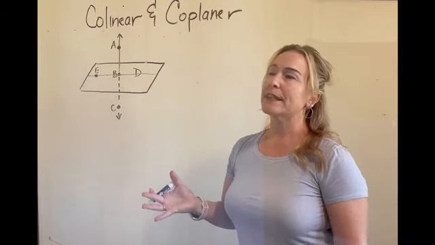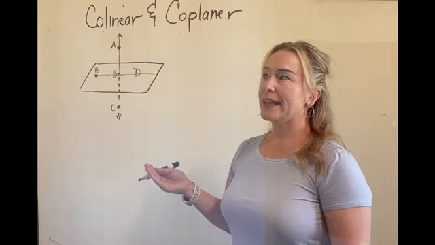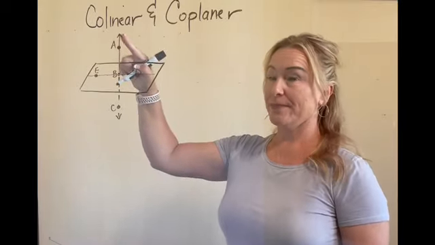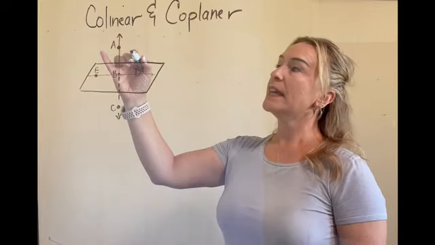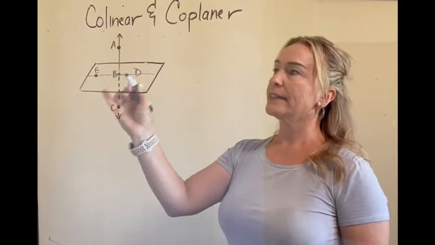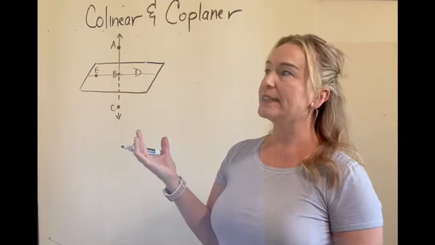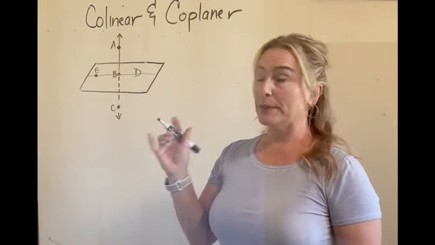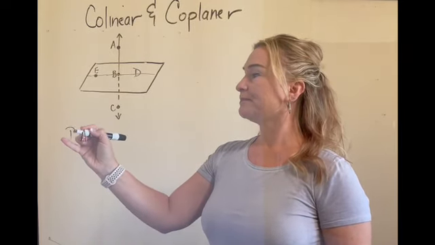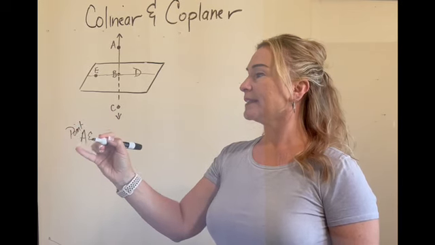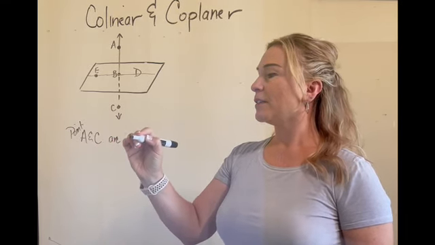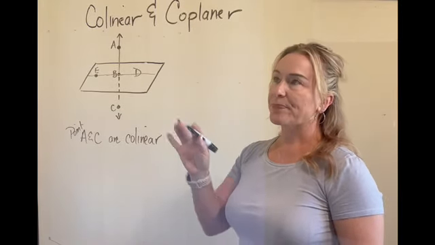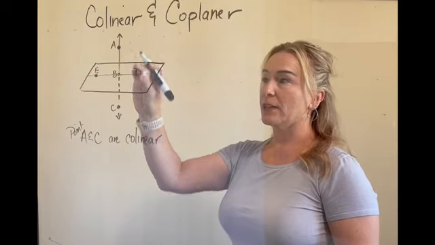So if I were to ask, are points A and E collinear, the answer would be no, because A is on this vertical line and E is on this horizontal line. So A and E are not collinear. A and C are collinear. So we could say points A and C are collinear. And that's how we would identify that vocabulary word, collinear, meaning on the same line.